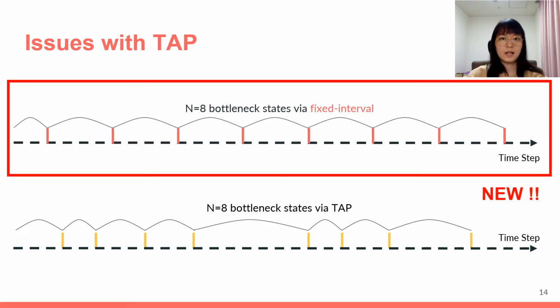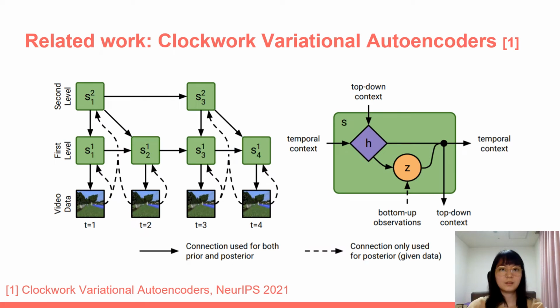So we came up with another idea to use the bottleneck states of fixed interval time step. The difference from the TAP is that we can easily determine and manipulate the time step of the bottleneck states, and this can also solve the inference problem. While implementing the fixed interval method, we found recent related work doing something similar to ours. They introduced a hierarchical video prediction model to learn long-term dependency, which is called clockwork variational autoencoders. Clockwork VAE consists of a hierarchy of recurrent latent variables, where each level transitions at a different clock speed.